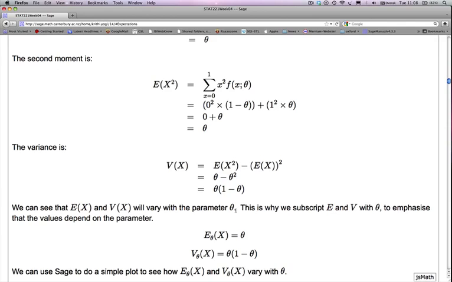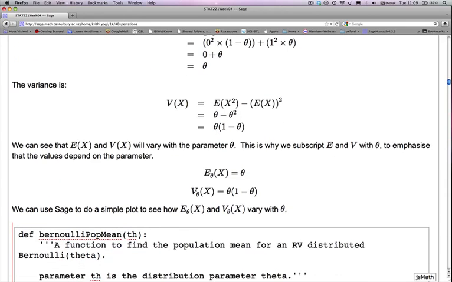So we can see that expectation of x and variance of x will vary with the parameter theta, right? So the expectation and variance are functions of the unknown parameter theta that gives the probability that x takes the value 1. This is why we subscript the expectation and variance with theta to emphasize that the values depend on the parameter. So we talk about E sub theta of x is theta and V sub theta of x is theta times 1 minus theta.